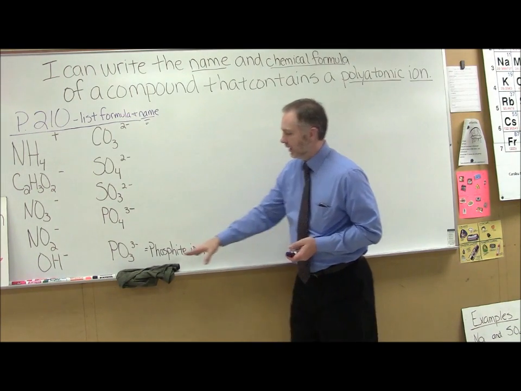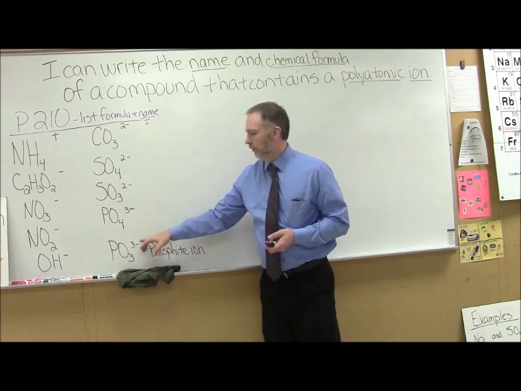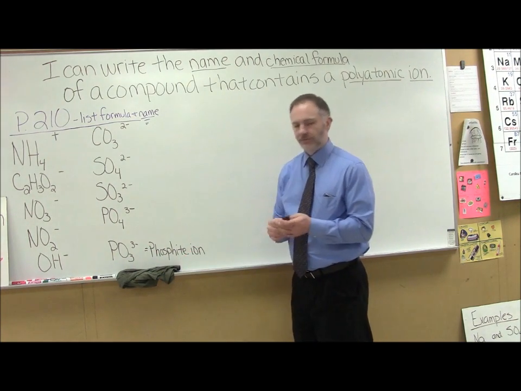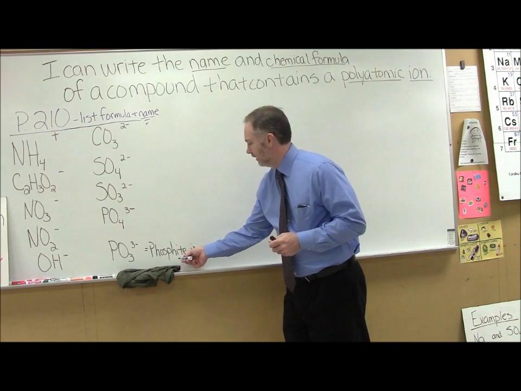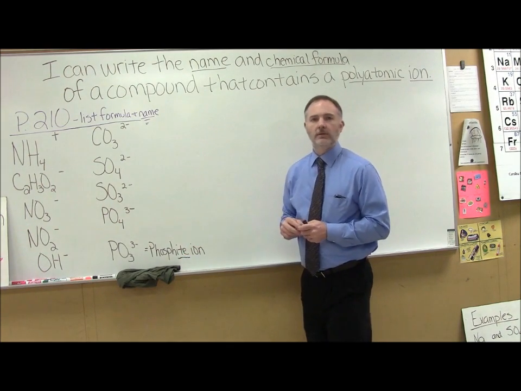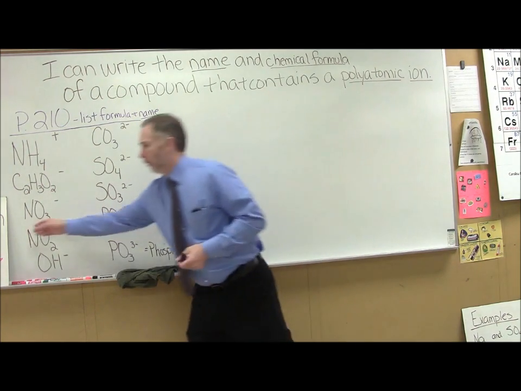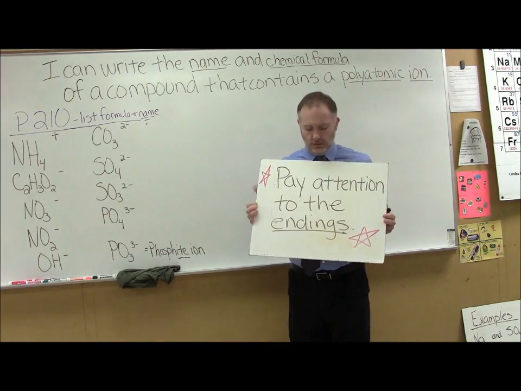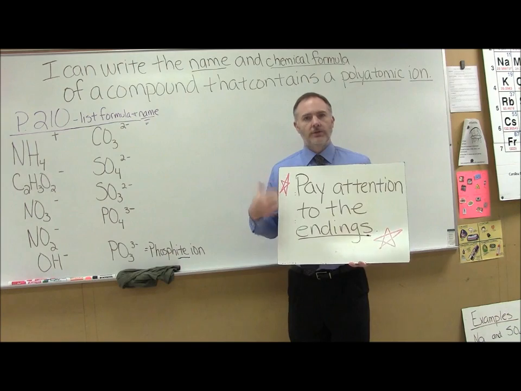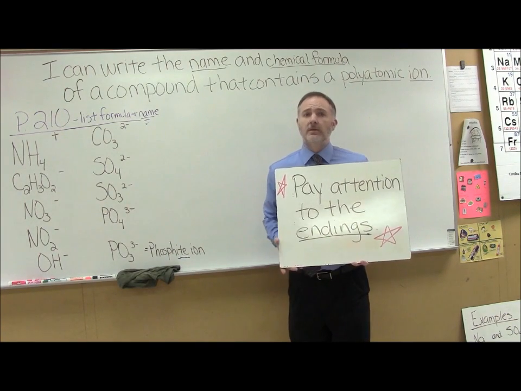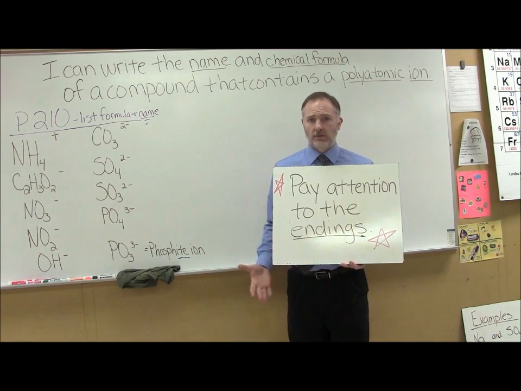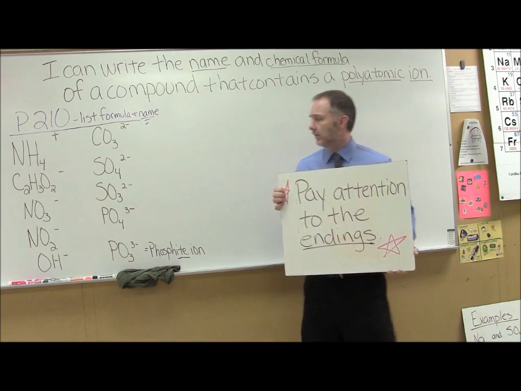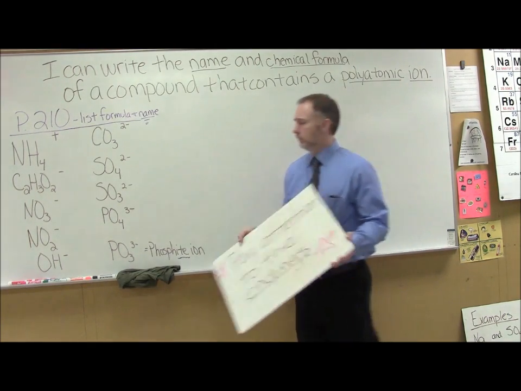And I can tell you right now, you're not going to find PO3 with a 3 minus charge in there, but it is called the phosphite. I'm going to underline the ending here, phosphite. Big important thing here. Pay attention to the endings of these words, because that's going to be very important when we go to name these things. I can't stress that enough. Pay attention to the endings. Take a moment, write these down.